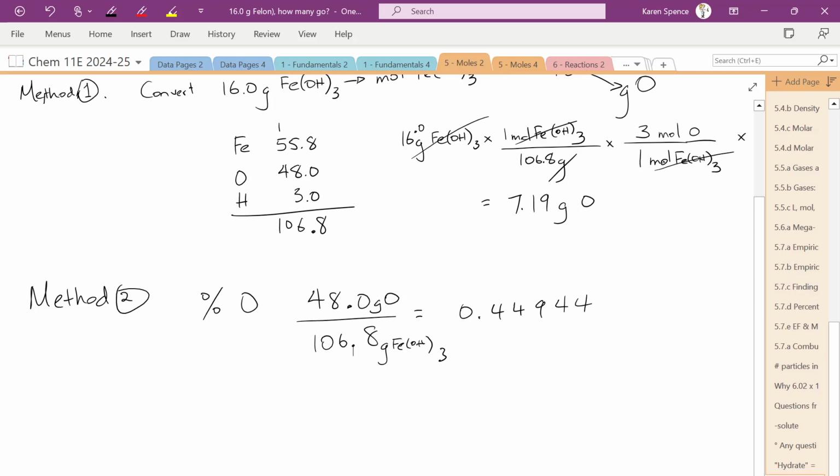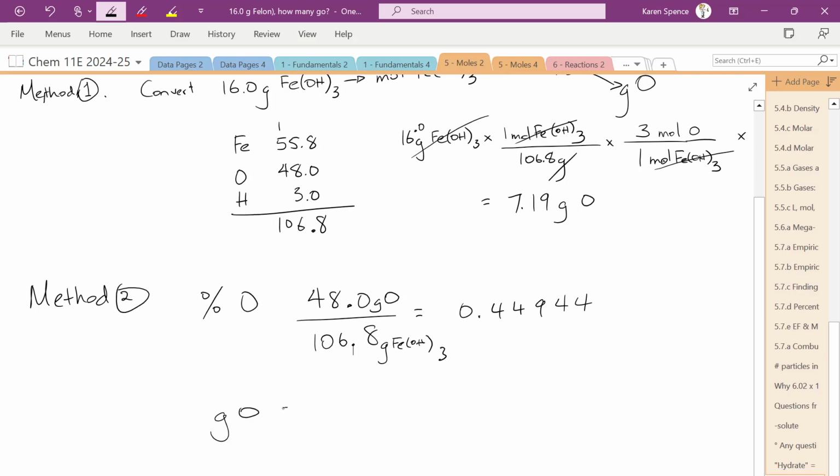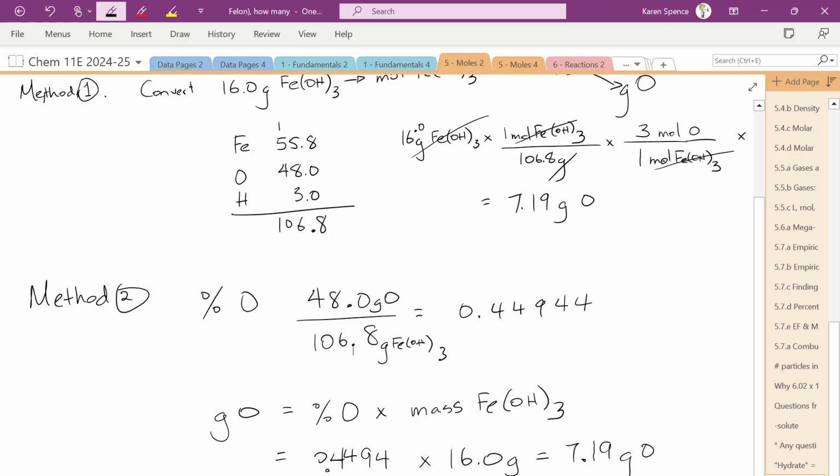And if we want to know the grams of O, that's going to be our percent O times the mass of FeOH3, which is 0.4494 times 16 equals, guess what? 7.19 grams of O. Yay. There's a third way.